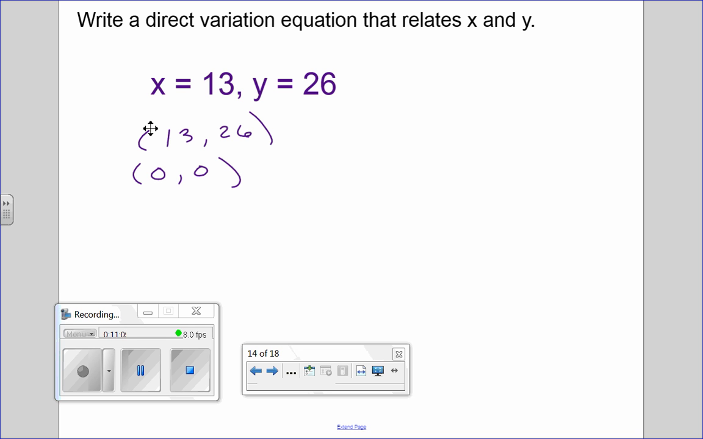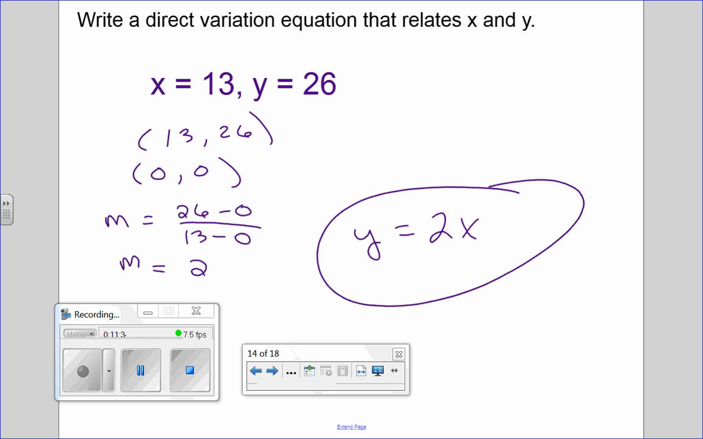Let's figure out our slope and then we'll have our equation. So slope formula. Y minus y over x minus x. What would that end up equaling? Can you do that one in your head? Yeah? I think it'd just be 2. Isn't 26 divided by 13 2? Yeah, 2. So our equation is y equals 2x. Because again, our intercept is 0. They're always 0 in these direct variation functions. Okay.